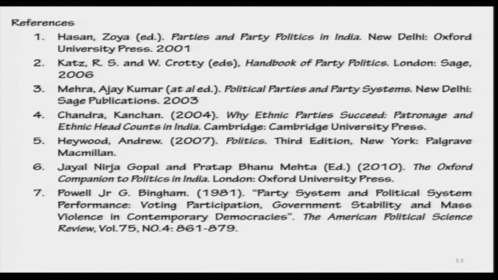To understand more about some of the themes that we have discussed, you can refer to some of these books like Joya Hasan, Parties and Party Politics in India, R.S. Katz and W. Crotty, Handbook of Political Parties, Ajay K. Mehra, Political Parties and Party Systems, Andrew Heywood, The Politics, Niraja Gopal Jayal and Pratap Bhanu Mehta. There are chapters on political parties from the Oxford Companion to Politics in India. So, these are some of the writings you can refer to understand more some of the themes that we have discussed in this lecture.